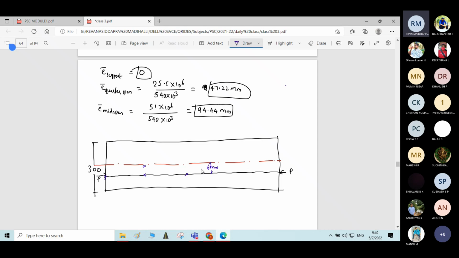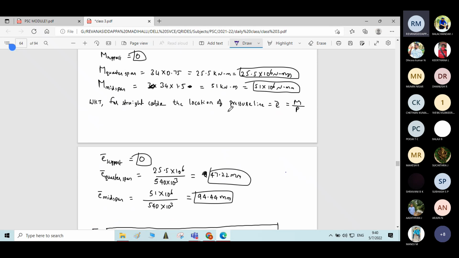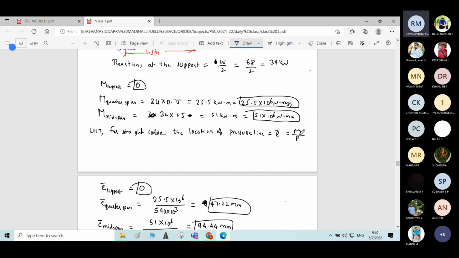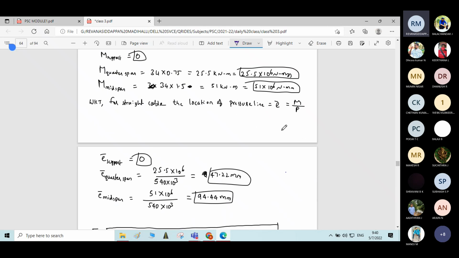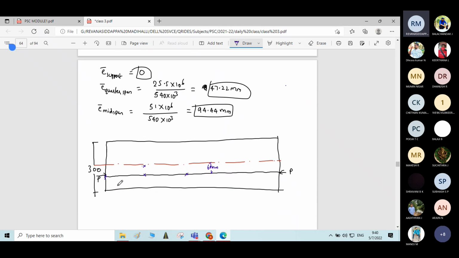One more important thing, students: this pressure line or thrust line should be located with respect to this cable profile, not with respect to the central axis. Okay, remember. The points should be marked with respect to the cable profile. Whatever formula we have now, e is equal to M by P, represents the location of the thrust line with respect to the cable profile, not with respect to the central axis. Remember that.